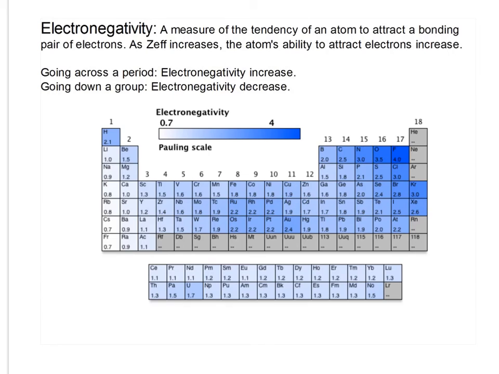Electronegativity is the tendency of an atom to attract a pair of electrons or an electron. As your nuclear charge increases, the atom has a stronger ability to attract these electrons, like little magnets.